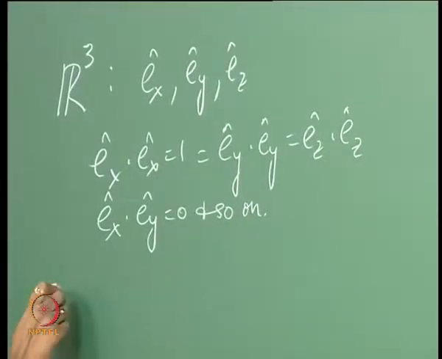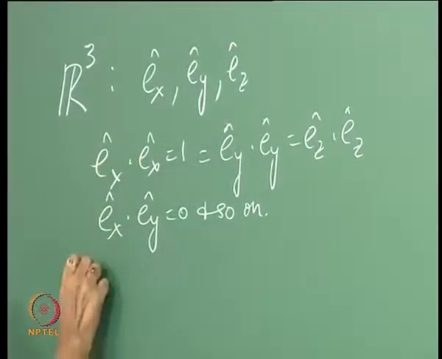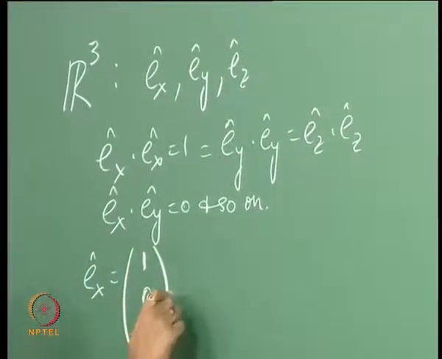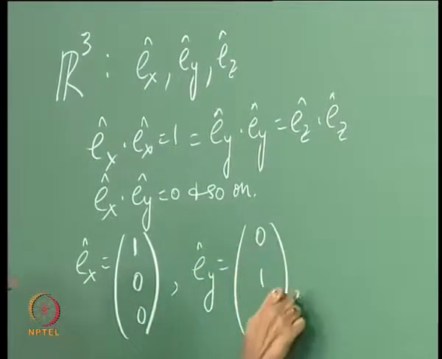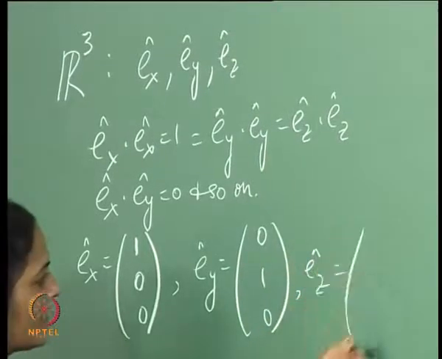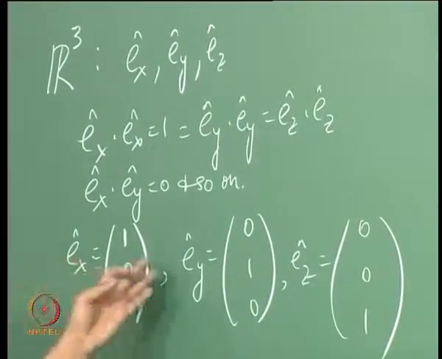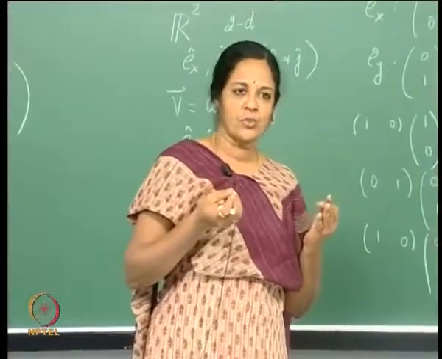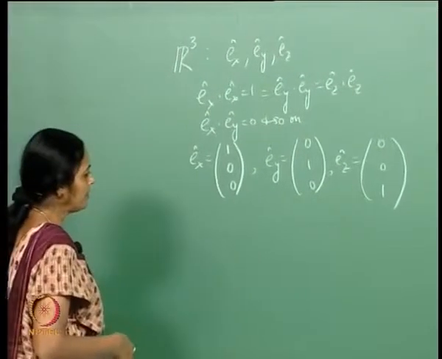Now in this case, if I want to give column vector representations to Ex, Ey and Ez, I could think of Ex being represented by 1 0 0, Ey by 0 1 0 and Ez by 0 0 1. It's easy to check that the fact that the vectors are normalized to 1 and that they are mutually orthogonal follows from this.